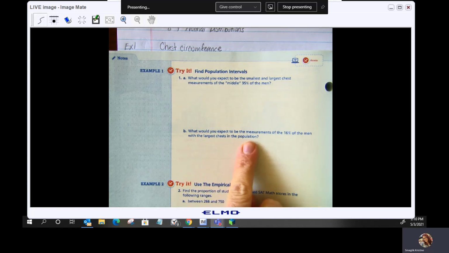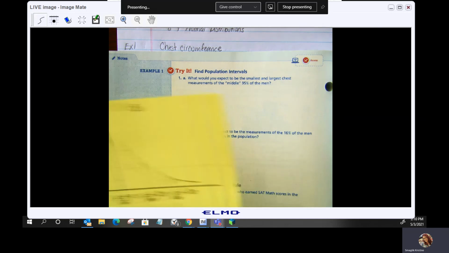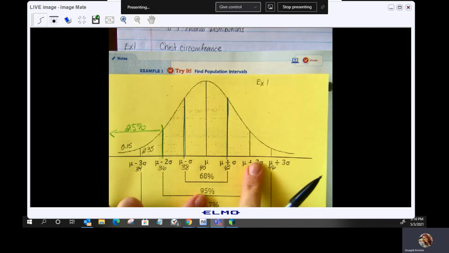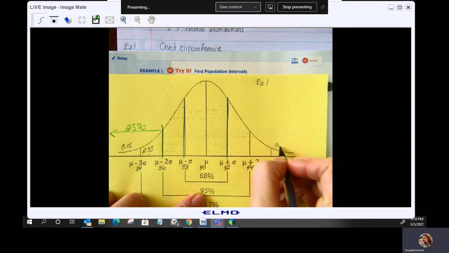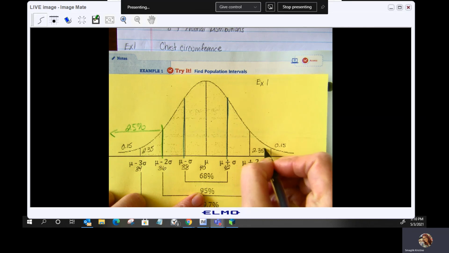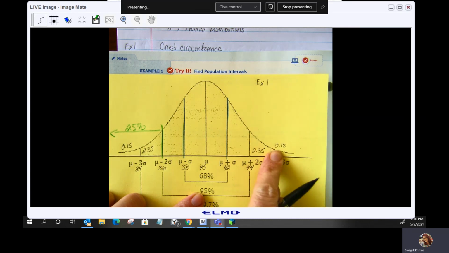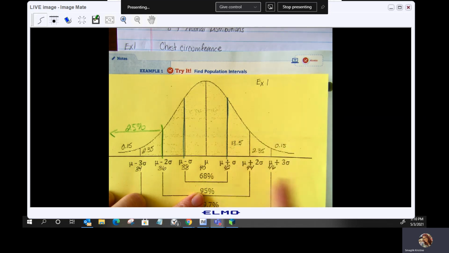What would you expect to be the measurements of the 16% of the men with the largest chests in the population? So let's look again. The largest is going to be up over here. And again, we have 0.15% here, 2.35% here, okay, so that's 2.5%. And now here is 13.5%. If I add all of these up, I'm going to get that 16% of data.